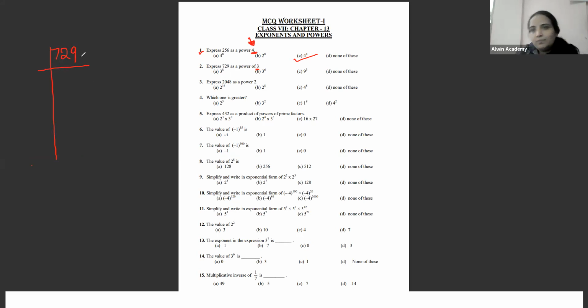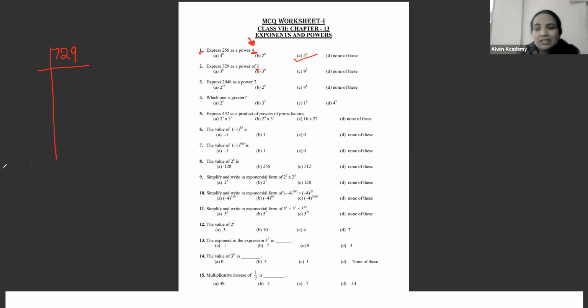So that means we shall start prime factorizing it. Now this is an odd number, you cannot start with 2. So let's see if this is divisible by 3. Yes, because 9 is also divisible by 3 and 7 plus 2 is also divisible by 3. That means 729 is divisible by 3.